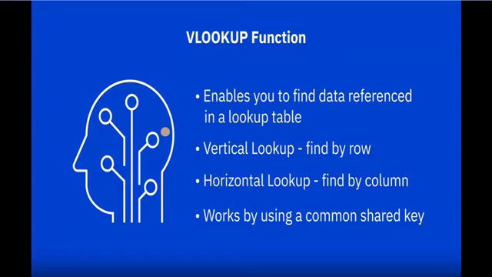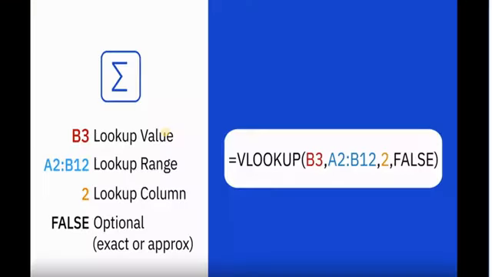VLOOKUP stands for vertical lookup and therefore is a useful tool to use when you want to find something in a table or a range by row. We will look at HLOOKUP also, which stands for horizontal lookup, which looks for data by column instead. So VLOOKUP works by using a common shared key between the source data and the lookup data in the lookup table. So this is the syntax of the VLOOKUP function.